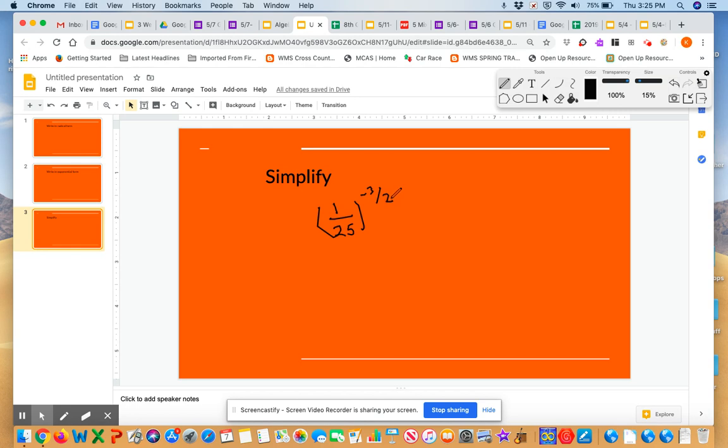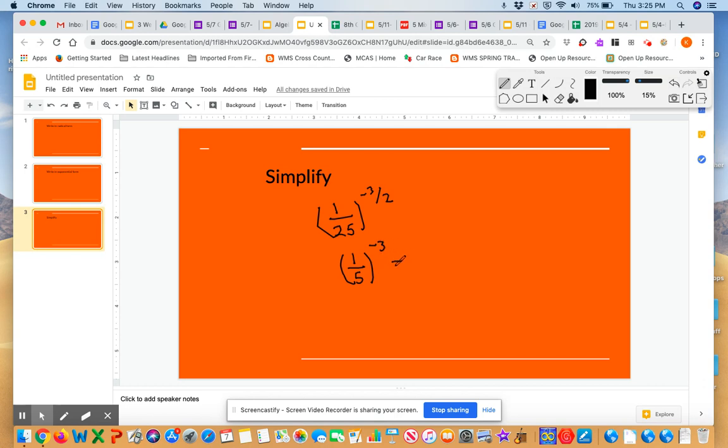Look at the denominator. I'm looking for the square root. That's what this means. The square root of 1/25, I'm pretty sure everyone would agree, is 1/5, because 1/5 times 1/5 is 1/25. I still have a -3 to deal with. I took care of the denominator, the root. Now I just have to take care of the numerator, which is a -3rd power.